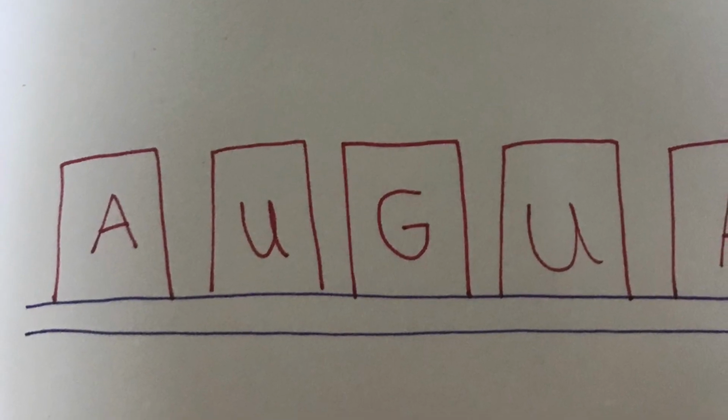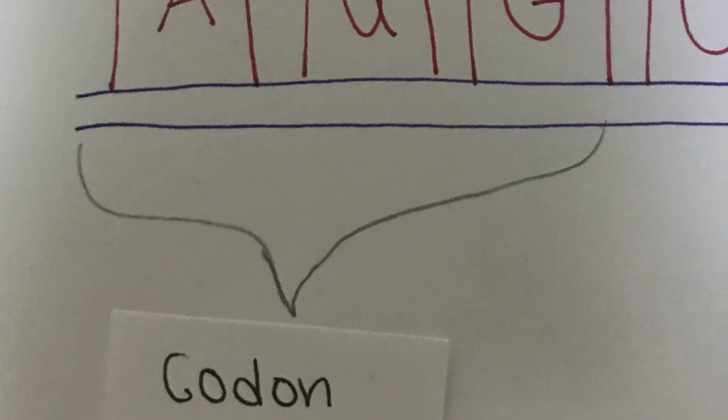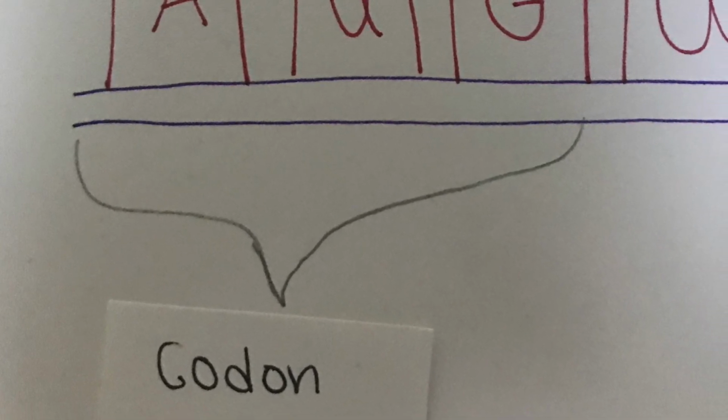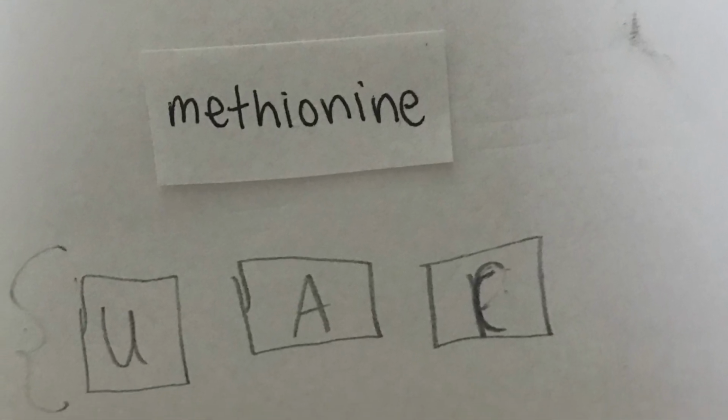mRNA is made up of triplet bases called codons. Each codon codes for a certain amino acid. The codon AUG codes for methionine, and that signals for the start of the polypeptide chain.